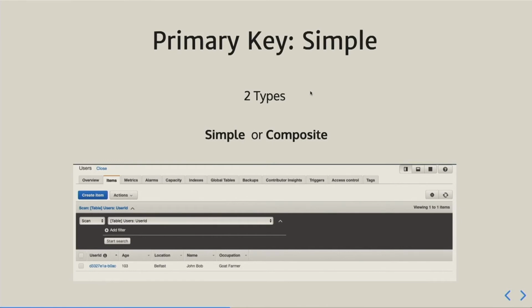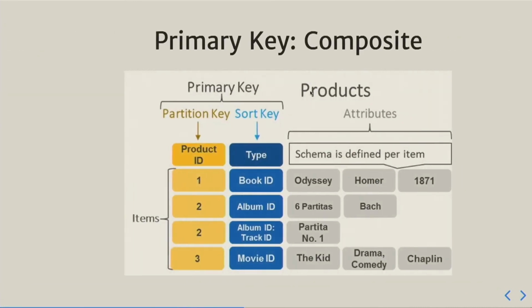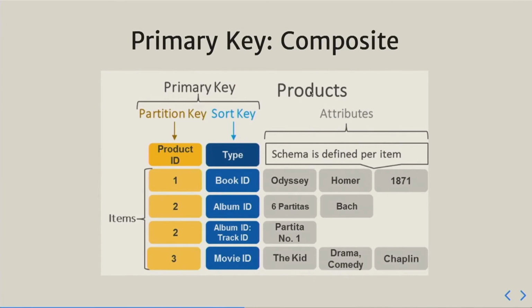So primary keys, there's two types of primary keys in Dynamo. There's a simple primary key, which is just a single attribute, and that attribute gets used as the partition key. So you can see here, like the user ID example, that's a simple primary key. We have then a composite primary key, which is made up of two different attributes. So we need to make sure our primary key is unique, and in some cases a partition key alone isn't enough to make it unique.